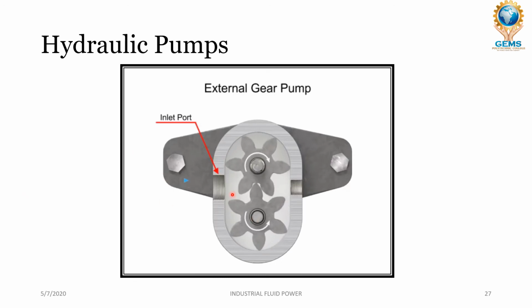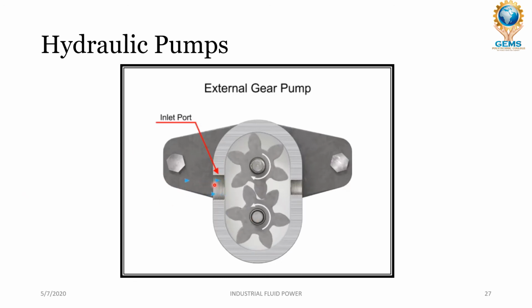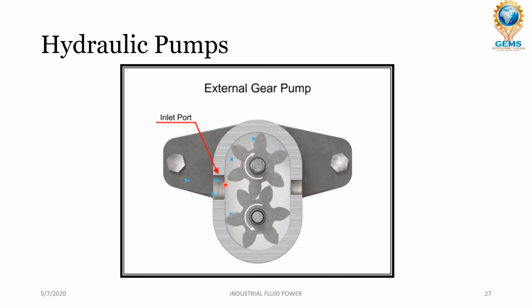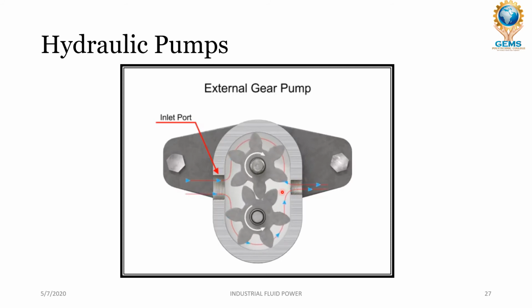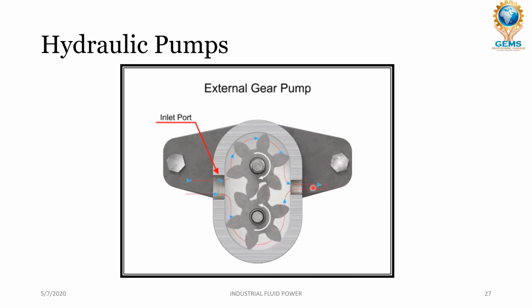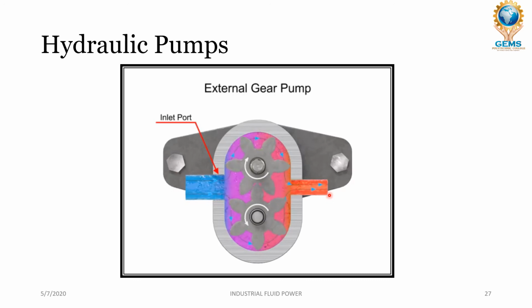So this will be the inlet port. When the fluid flows inside, it is trapped in the pockets between the gear teeth and the casing, and it moves towards and goes to the outlet port. In the same manner, when it rotates faster, the pressure also increases.